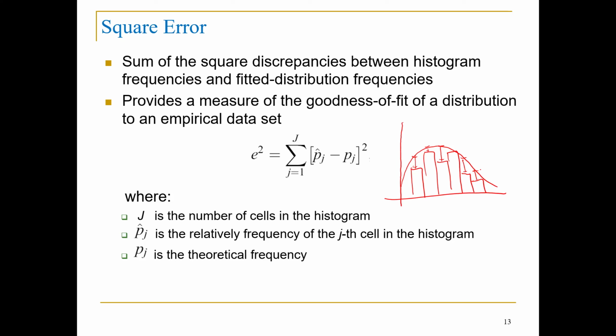Okay, so that's what we have here with that E square value. J is the number of cells in the histogram. P hat J is the relative frequency of the J-th cell in the histogram. And P J is the theoretical frequency. So we can compute that and get the estimate in terms of the squared differences between those values. And that's the square error.